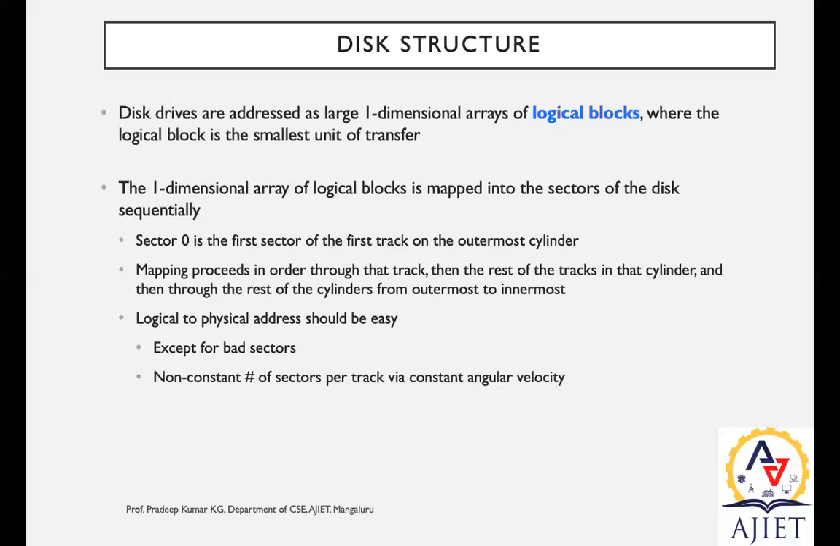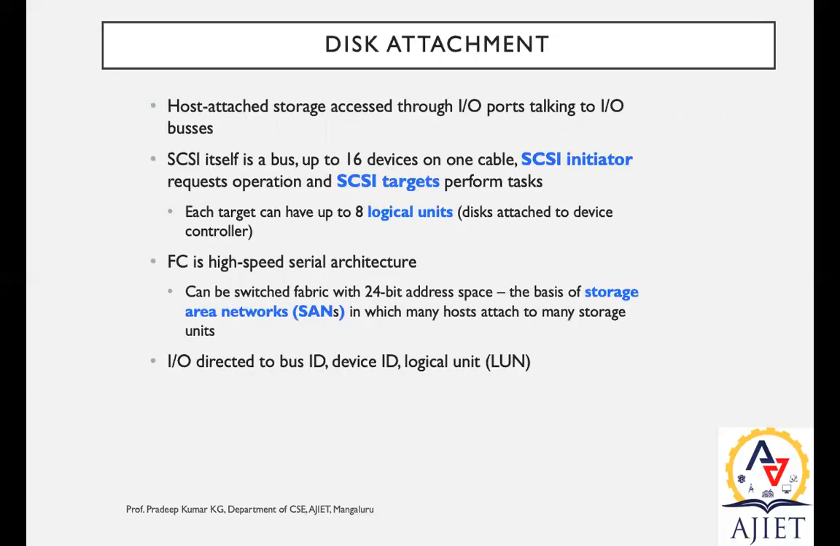Any clarification? Moving further, we have something called disk attachment. What is this disk attachment? Disk attachment is nothing but each host attaching its storage through IO ports, talking to IO buses. What do I mean by that? For example, you buy a new hard disk for your machine. You already have one hard disk, and you want to increase your storage. So you bought a new hard disk, say 1 TB, from the market. Now you are supposed to insert that hard disk into your machine.